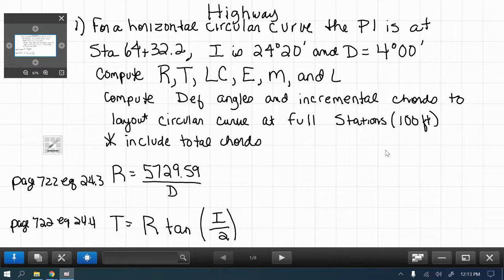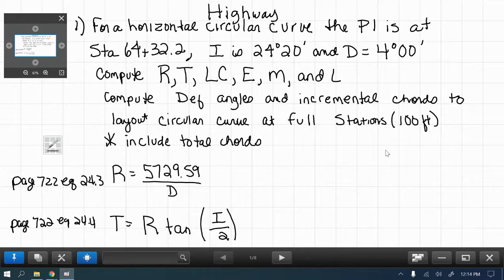All right, so for the horizontal, it's a highway curve. The PI is 64 plus 32.2. I is 24 degrees, 20 minutes, and D is 4 degrees. Compute RT, LC, E, M, and L. Compute the deflection angles and incremental chords to lay out the circular curve at 100-foot stations and include total chords.